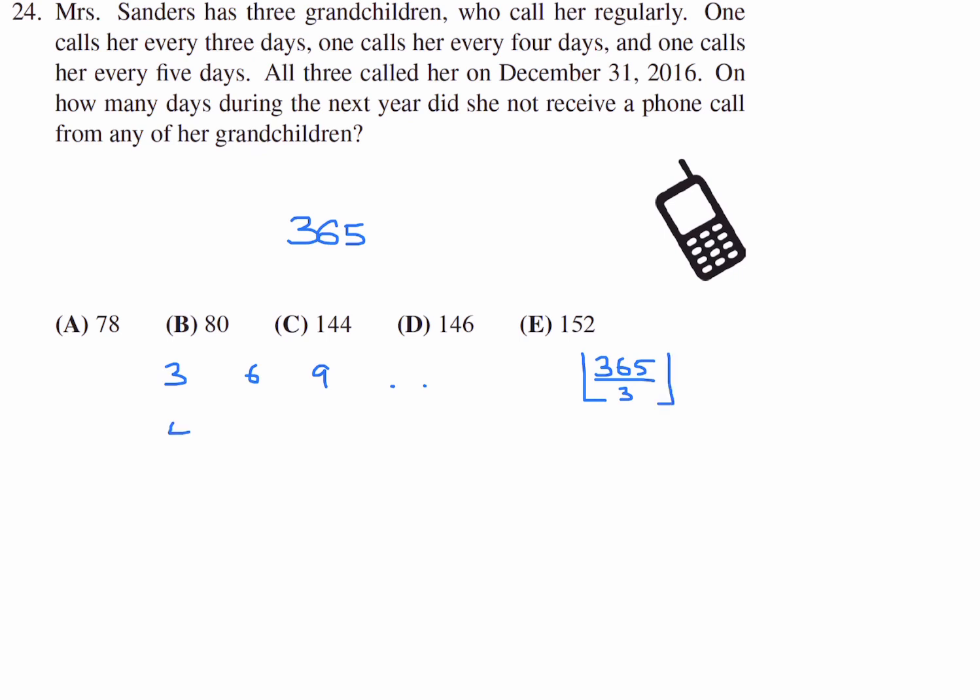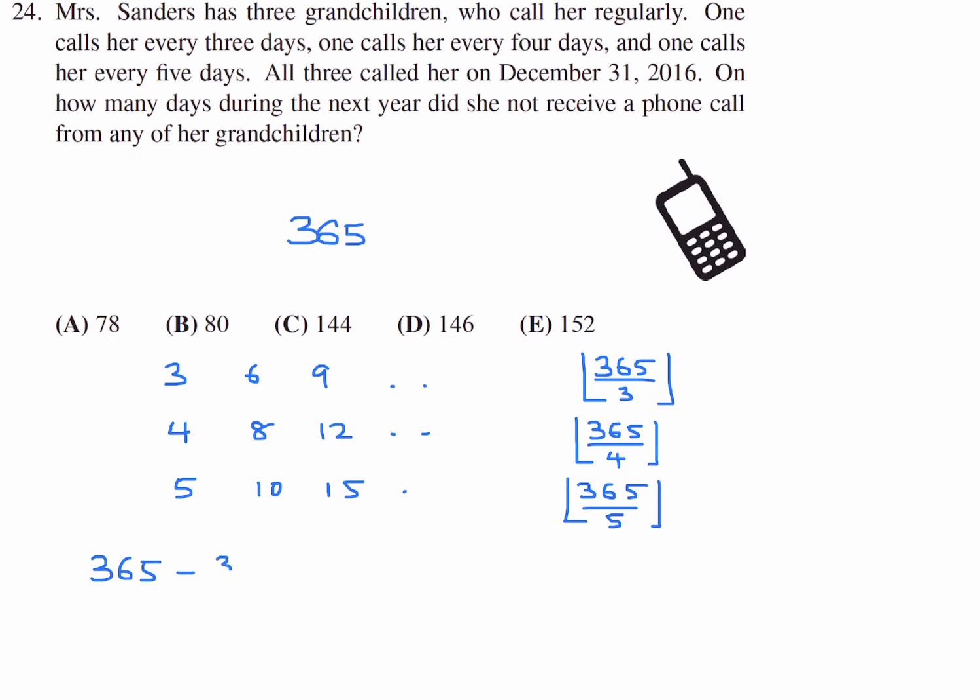Then you have the other grandchild who calls her every 4th day. So the number of days that he or she calls is 365 divided by 4, the integer value. And then the one who calls her every 5th day will be 5, 10, 15, and so on. Those days are 365 divided by 5, the integer value. So the total is 365 days minus 365 divided by 3, the integer value, minus 365 divided by 4, that integer value, minus 365 divided by 5.